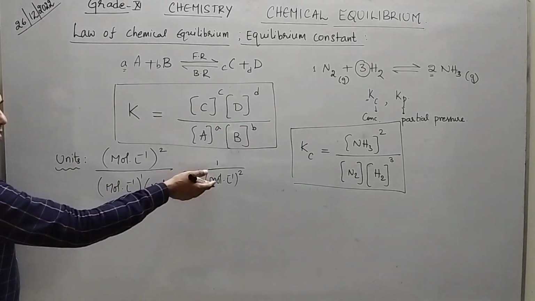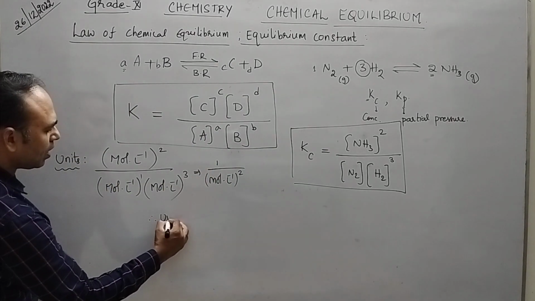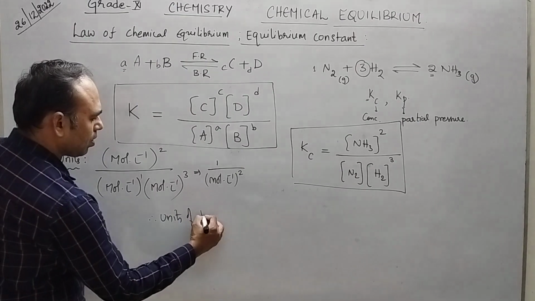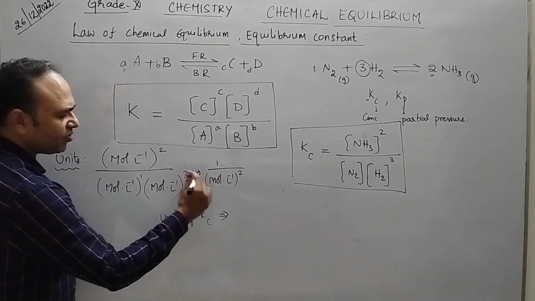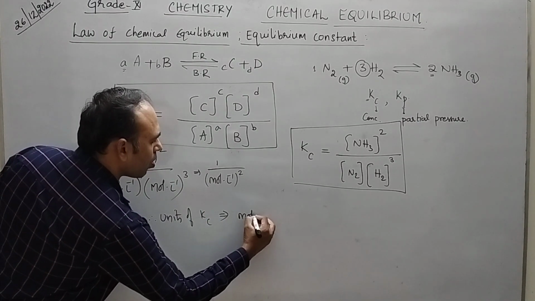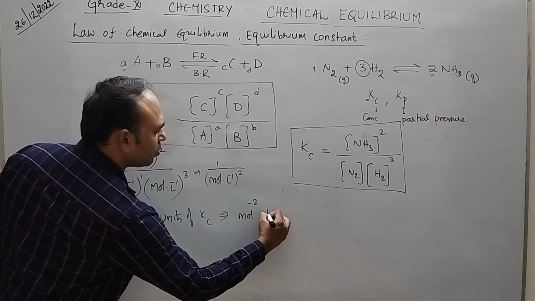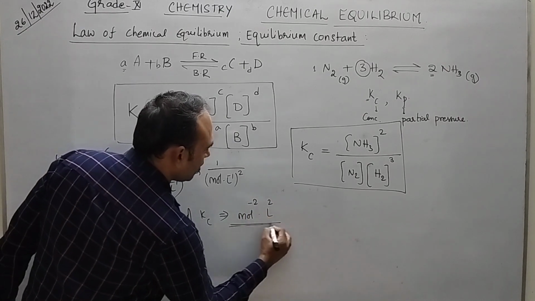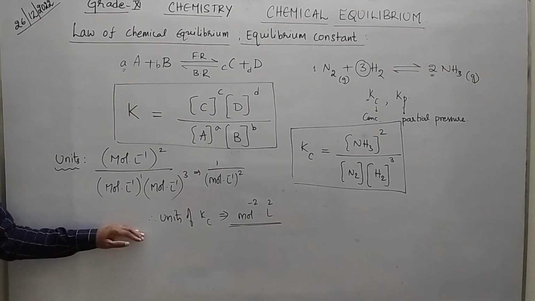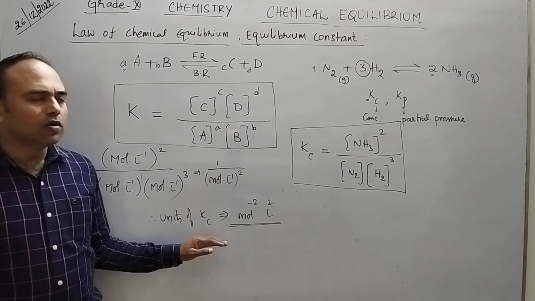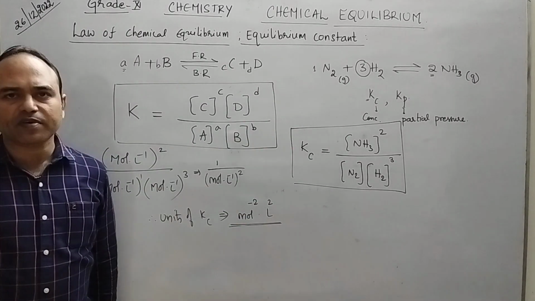Fine. So if you want to take it to the numerator, therefore units of Kc for Haber's process we can write like this, mole to the power of -2 into L square. So this will be your method of writing the unit. So hope you have understood this. Now let me write the value of Kp for this.